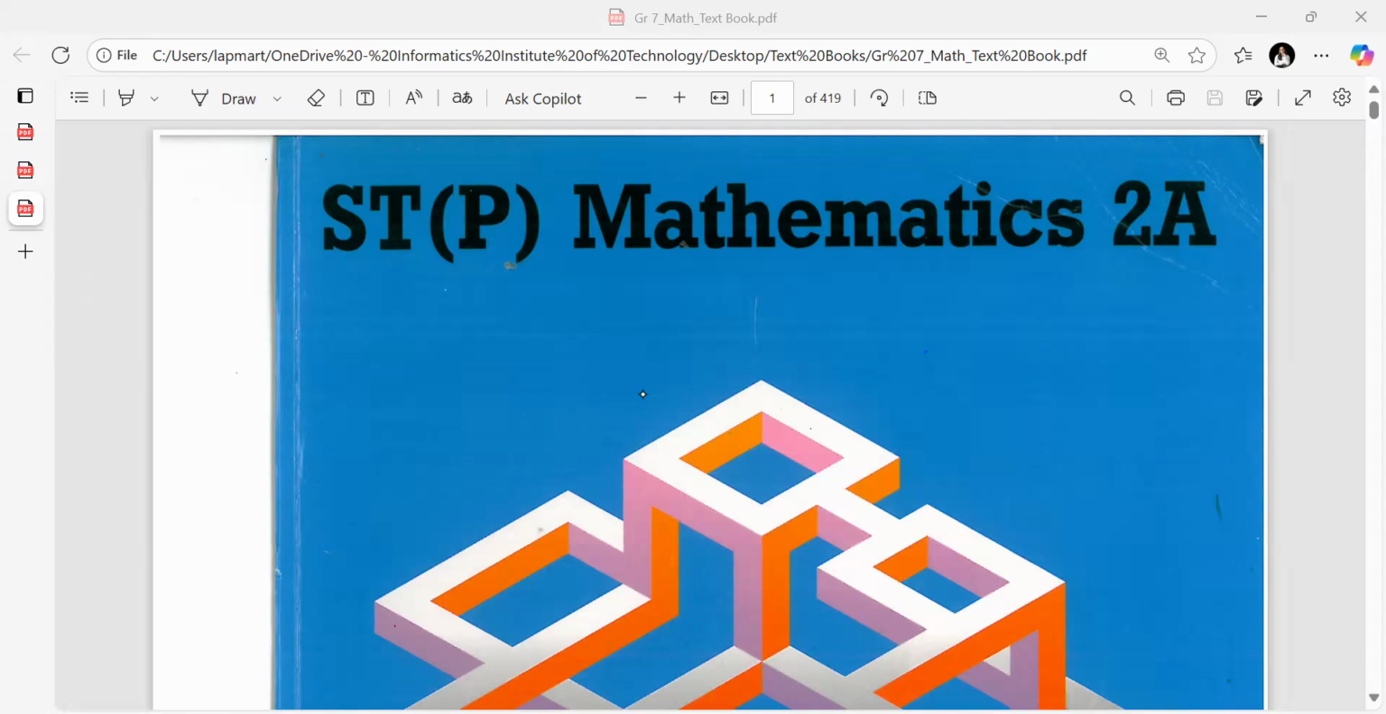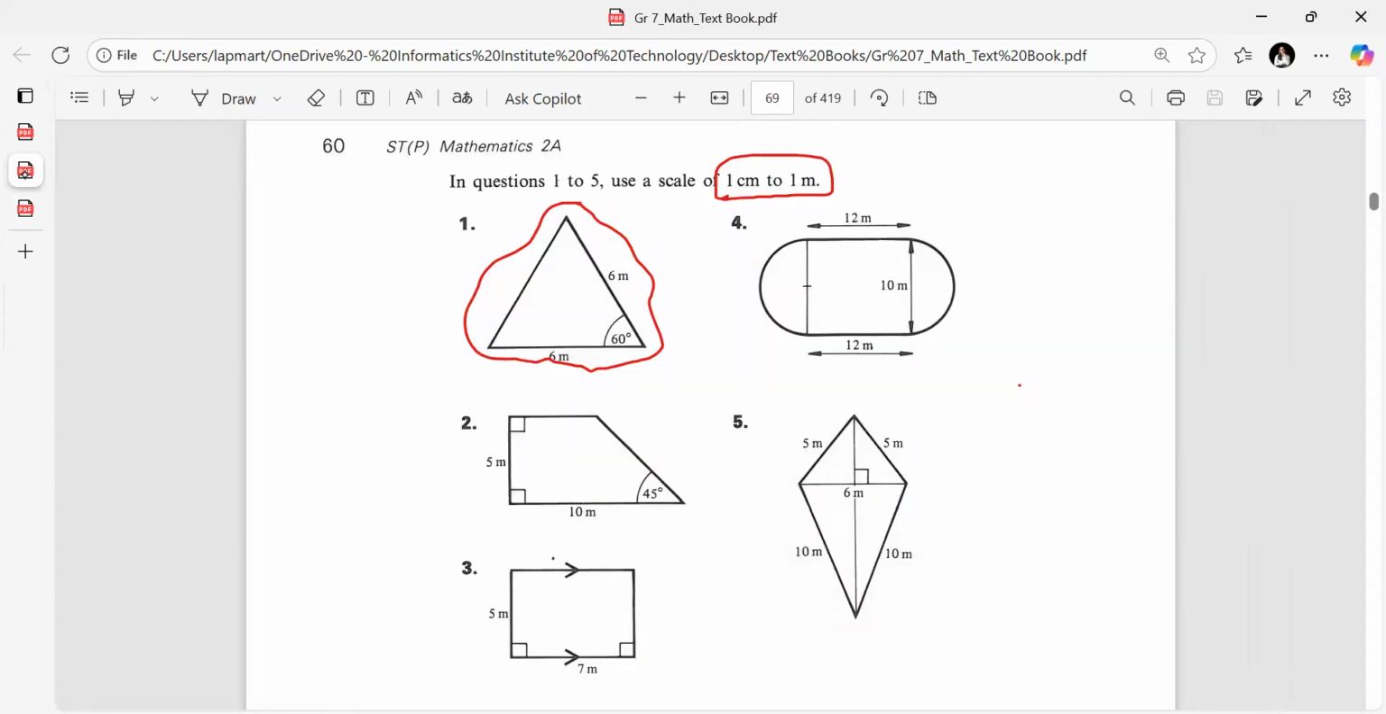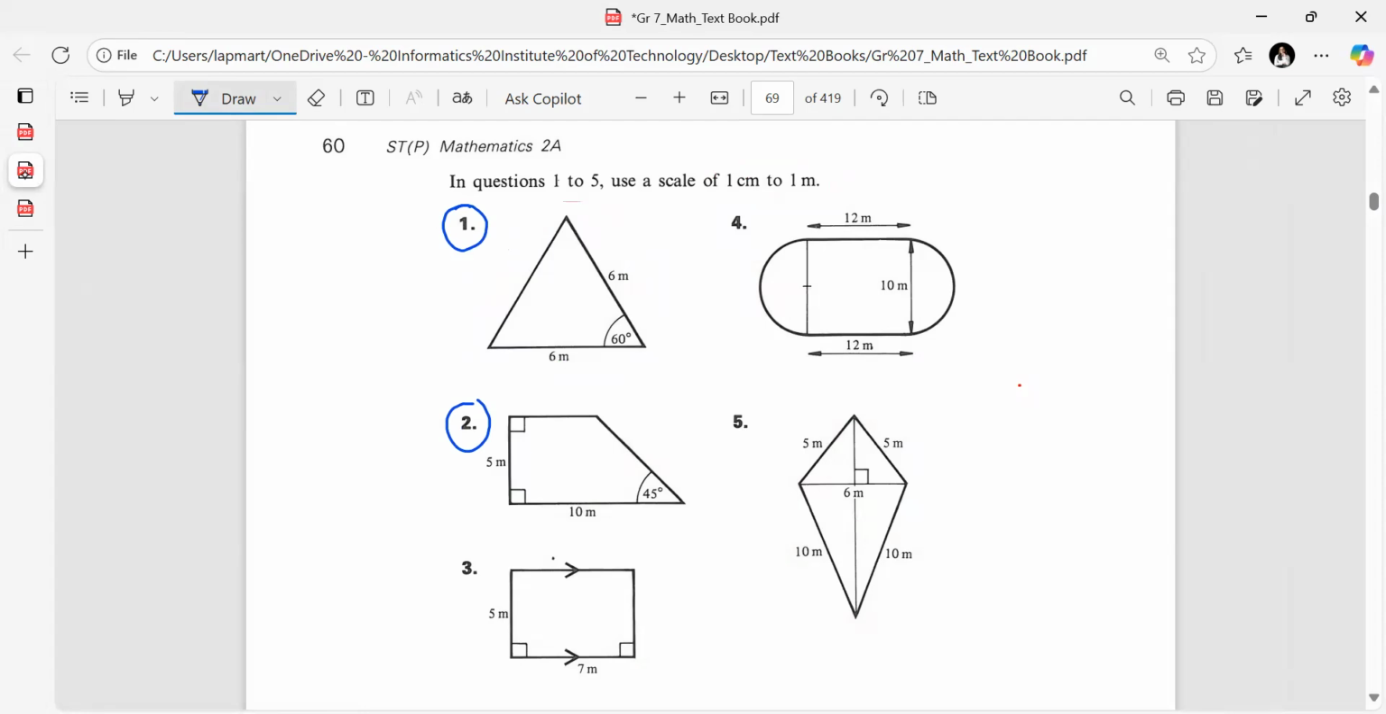So we started the lesson scale drawing, and in the last video I asked you to do two sums, question number 1 and 2. Today first we will discuss these two sums. Here they have given the scale, right? So we don't need to decide the scale. They have given us the scale.